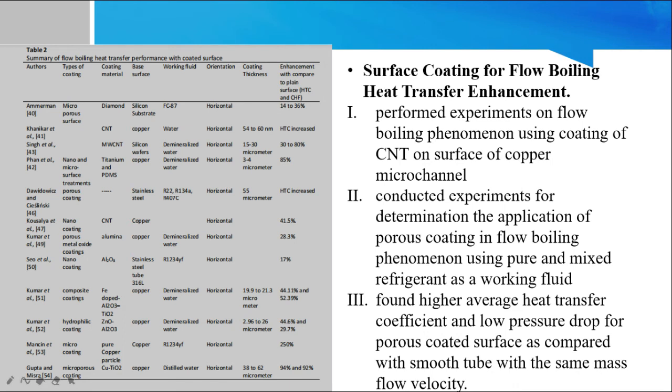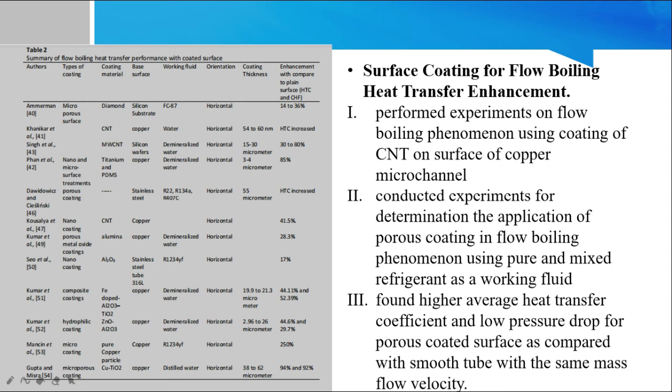Next, I will explain about surface coating for flow boiling heat transfer enhancement. From this table, we can see some examples, like Kanikar, who performed an experiment on flow boiling phenomena using a CNT coating on the surface of a copper microchannel. They used water as working fluid. They found enhancement of critical heat flux and boiling heat transfer coefficient.